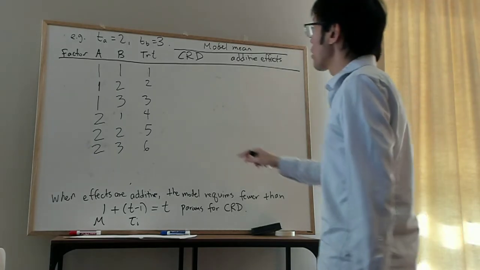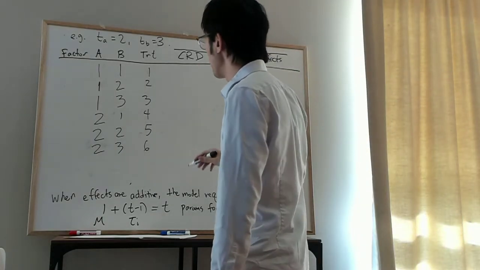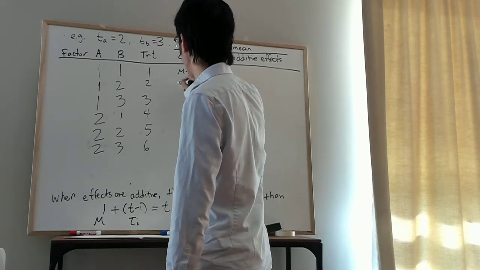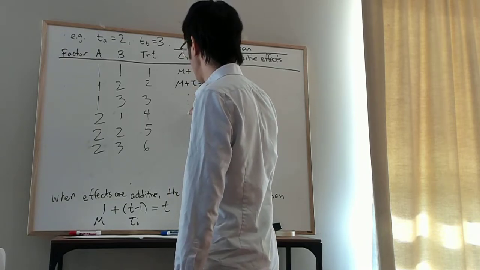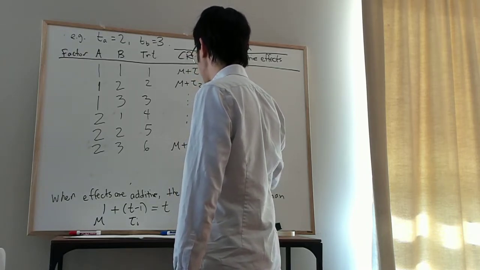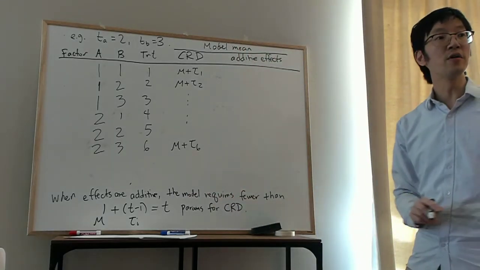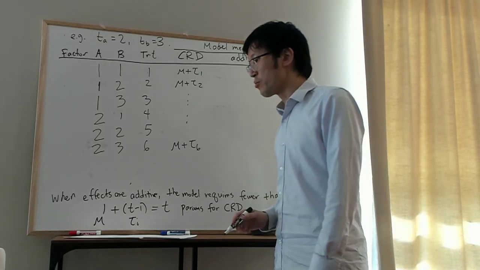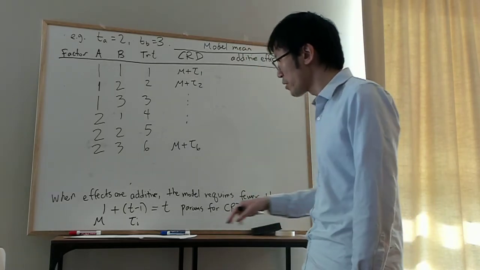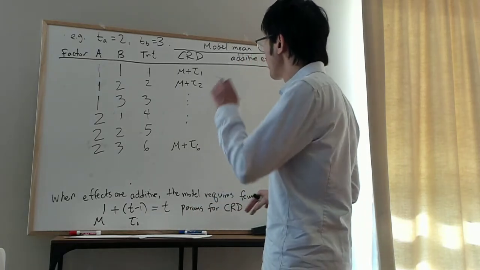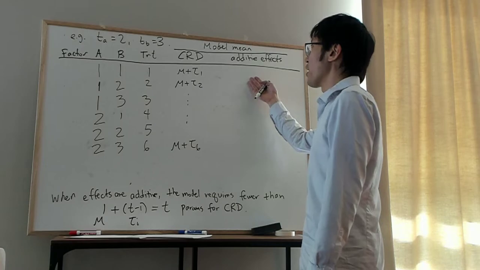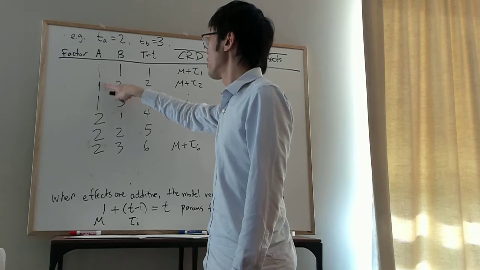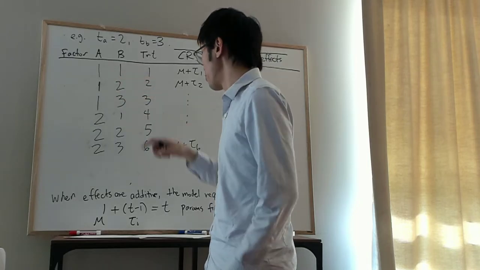Okay, so in the CRD, what's the mean under treatment one? Well, we express it as mu plus tau one. And then similarly, we have mu plus tau two and so on, mu plus tau six. So that's how we learn to represent the means of each treatment under a CRD. Now, if the effects are additive, then I simply need to make a parameter for the levels of A, and then I need some parameters for the levels of B.